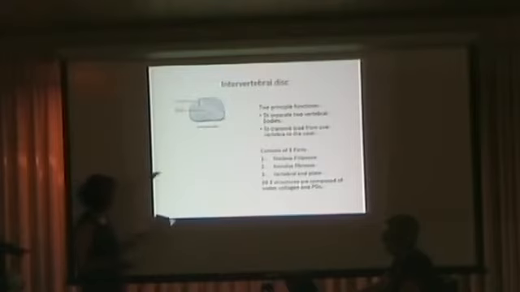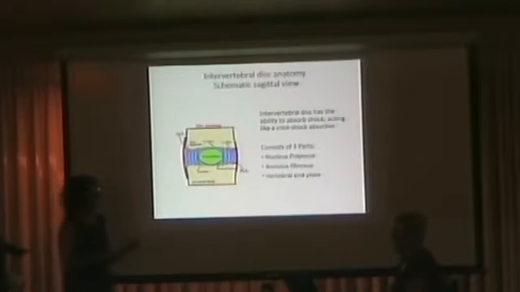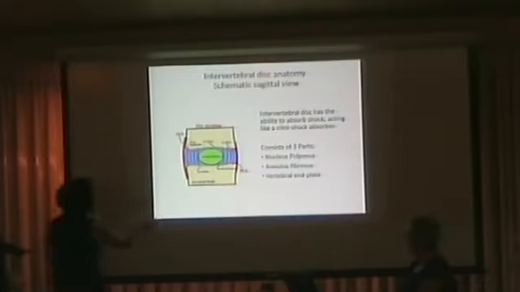Intervertebral discs make up 20–30% of the height of the column, and thickness varies from 3 millimeters in the cervical region, 5 millimeters in the thoracic region, to 9 millimeters in the lumbar region. From this sagittal view, you can see the nucleus pulposus, annulus fibrosus, and end plate, which connect vertebral bodies.